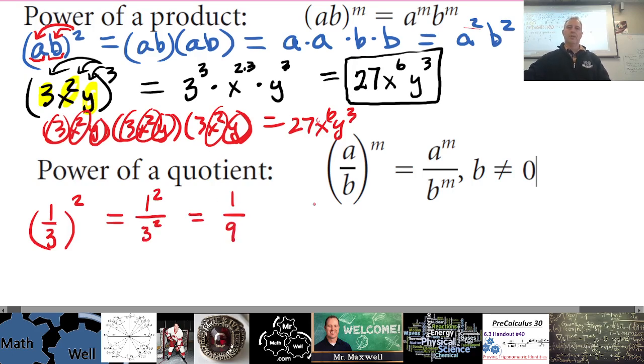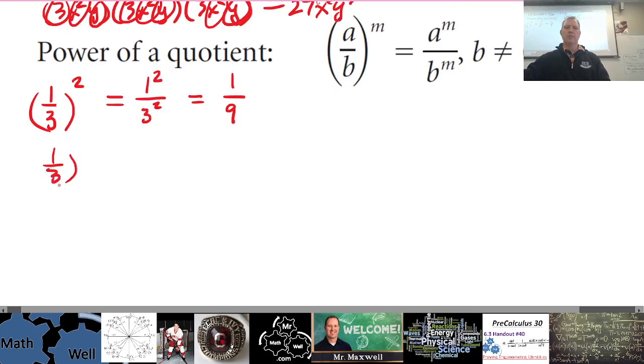Does that make sense? Well, yeah, it does actually, because 1/3 squared is also 1/3 times 1/3. So we would multiply top times top and bottom times bottom. That's 1 over 9.